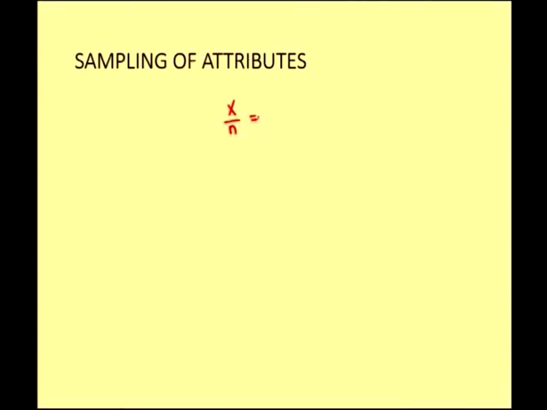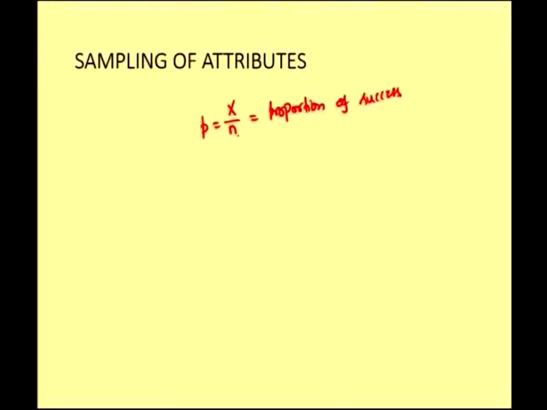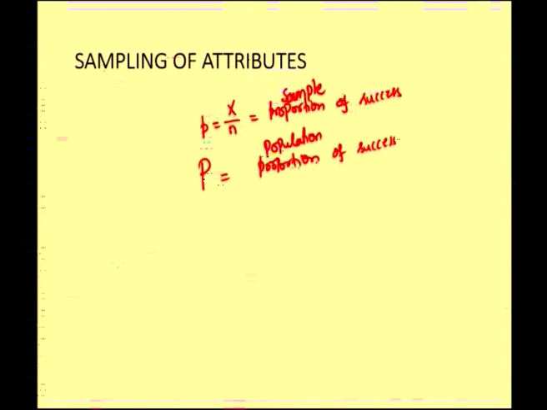Then what will x by n represent? X by n will represent the proportion of success. That is what is represented as a small p. Small p represents proportion of success and it is taken from a sample of n items. X represents the number of successes. So, p stands for proportion of success with respect to the sample, therefore, it will be called a sample proportion of success. When small p is called a sample proportion of success, then capital P will be called the population proportion of success. And then Q will have the usual meanings.